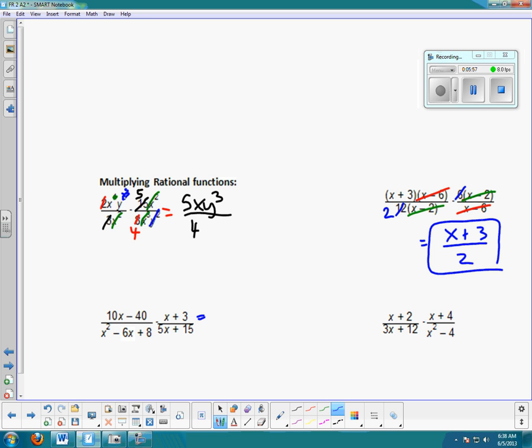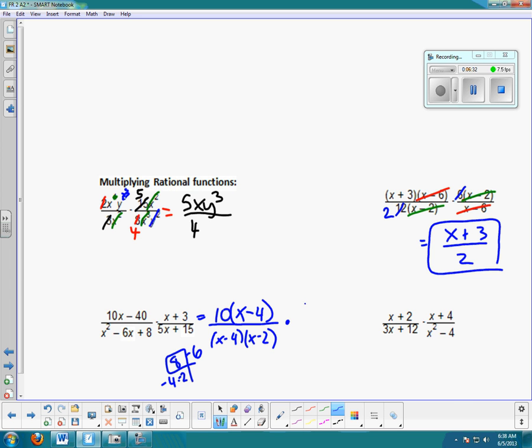So the first fraction has 10x minus 40, right? And those aren't squares or anything, but with everything you have to check to see if it has a greatest common factor, which they do have. So I'm going to take out 10 because that goes into both of them, and I end up with x minus 4. That's what the top becomes. In the bottom, it's a trinomial. I know that because there's 3 terms. So I need 2 numbers that multiply to 8 and add up to negative 6. And hopefully you know that's negative 4 times negative 2. So that's x minus 4 times x minus 2.